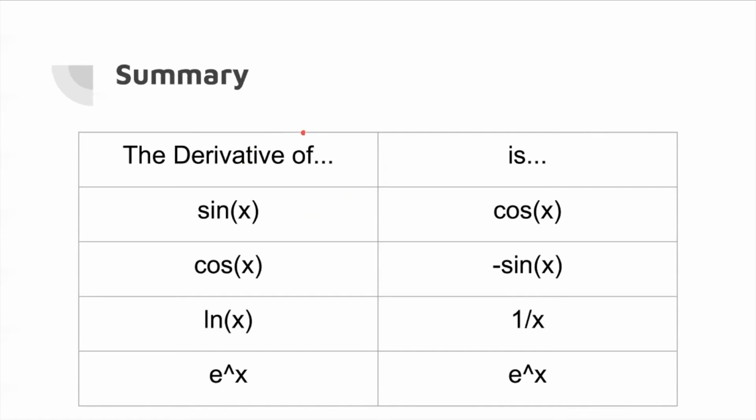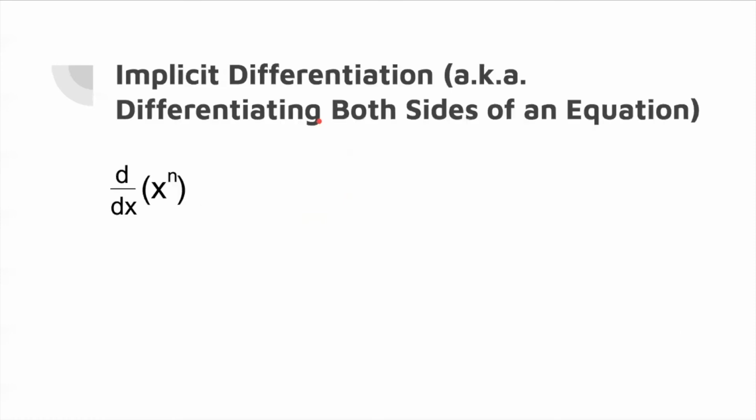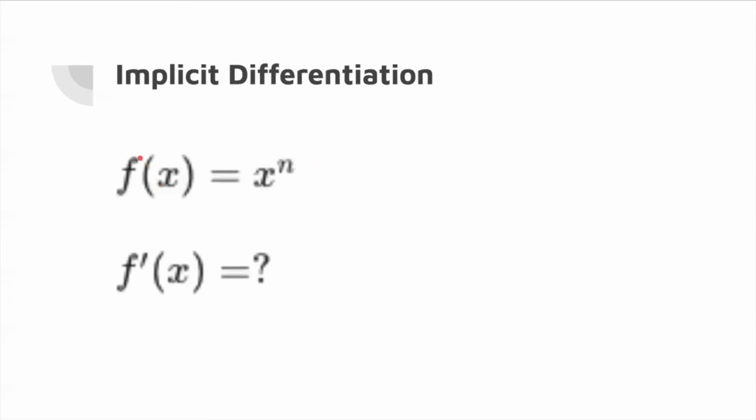And now we're going to dive into implicit differentiation, also known as differentiating both sides of an equation, because that's basically what it is. All right, so if you wanted to find the derivative of x to the power of n, how could you do that? Well, you're given that f of x equals x to the power of n, and you're trying to find what f prime of x is equal to.